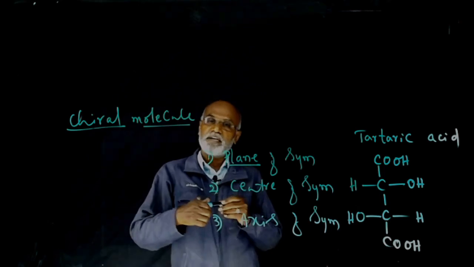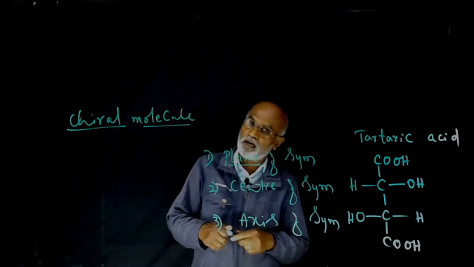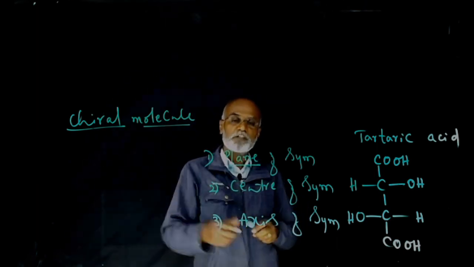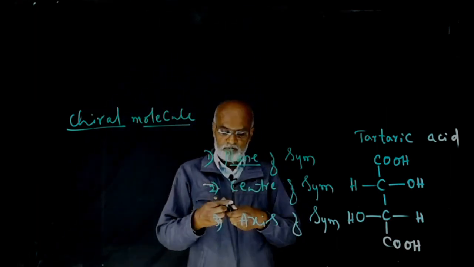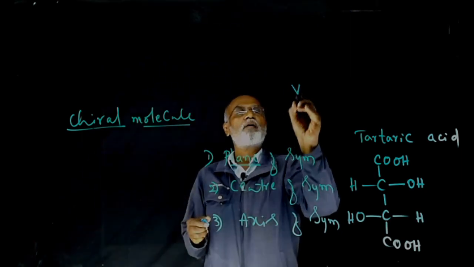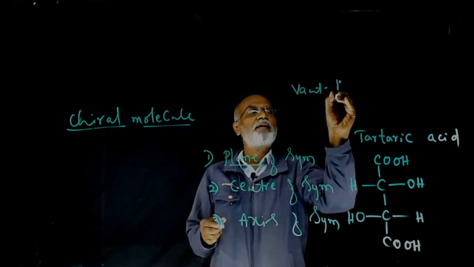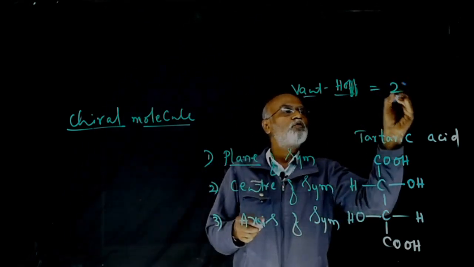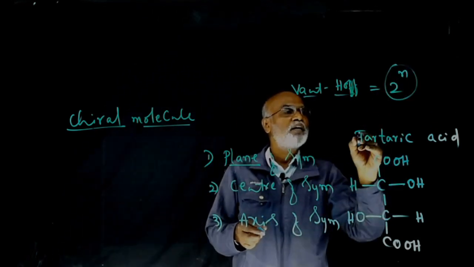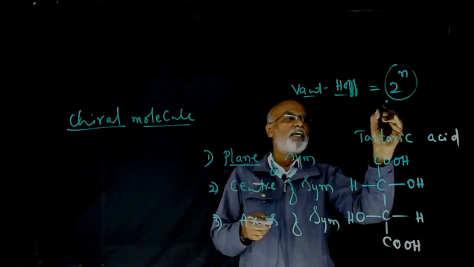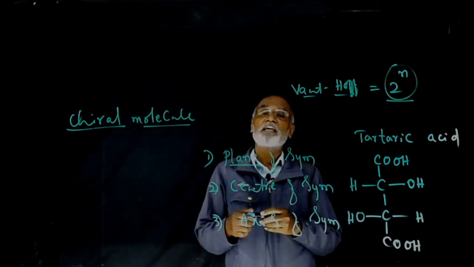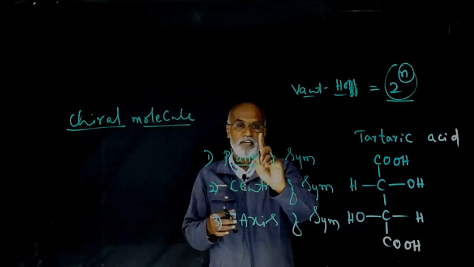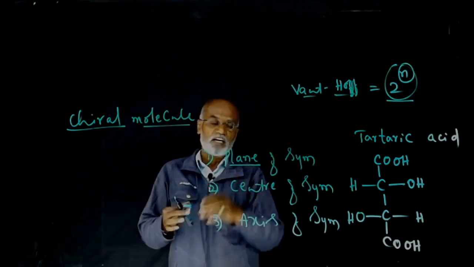We are able to write four structures for the given molecule because for any molecule, the number of possible isomers depends upon the number of chiral carbon atoms. That is according to Van 't Hoff rule. Van 't Hoff rule is nothing but 2 to the power of n. Very simple, 2 to the power of n. This gives the number of possible isomers for a given molecule, where n is the number of chiral carbons. Please, n is the number of chiral carbons, not the carbon atoms.